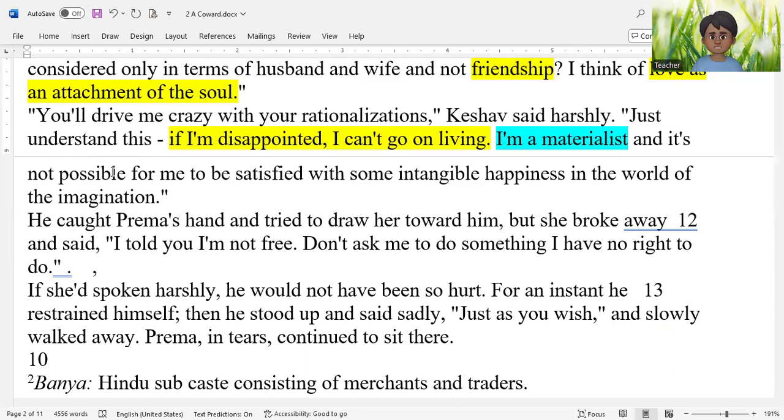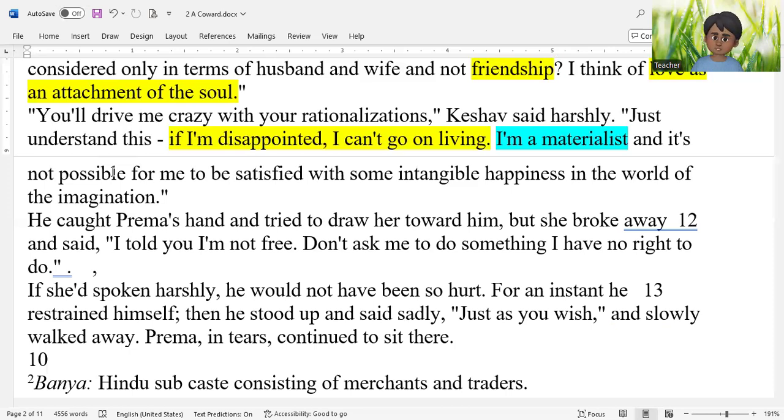If I am disappointed, meaning that if you say no to me, I can't go on living. This is a threat. And do you realize boys have this thing? When boys do not get what they want from a girl, the last resort they have is they threaten the girl. If you say no, I will commit suicide. Right? Look, I can't go on living means Keshav says I will commit suicide if you say no to my proposal. I am a materialist.